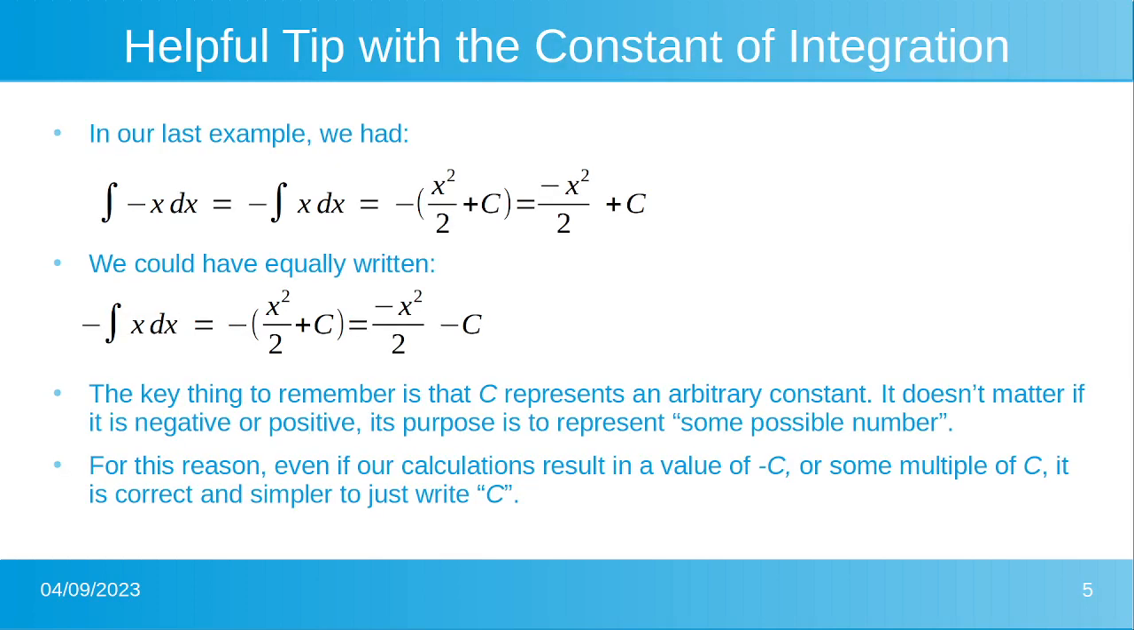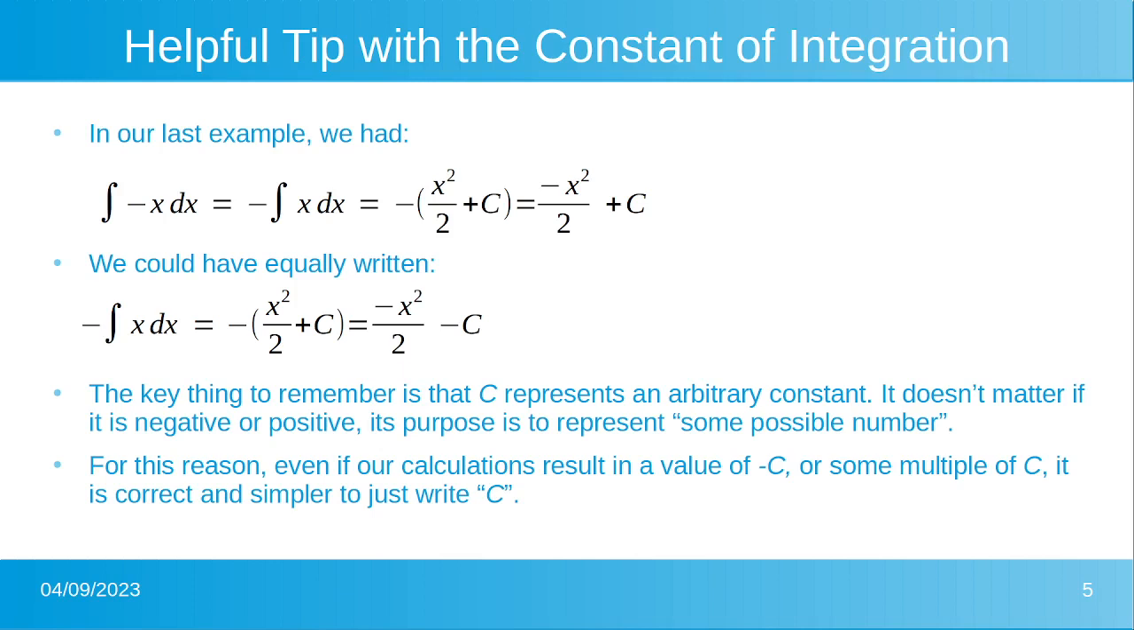Before we move on to the third and final rule, we're just going to have a helpful tip with the constant of integration. In our last example, the indefinite integral of minus x dx was equal to minus the indefinite integral of x dx, which was equal to minus the antiderivative, which we got as x squared over 2 plus c, which we then worked out to be minus x squared over 2 plus c.